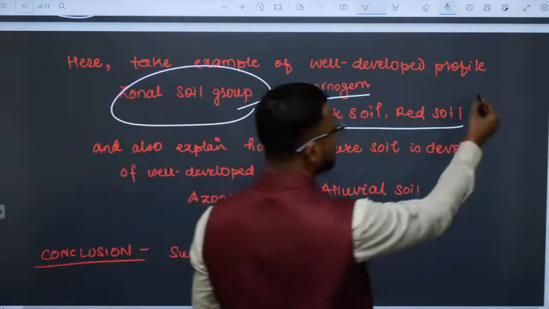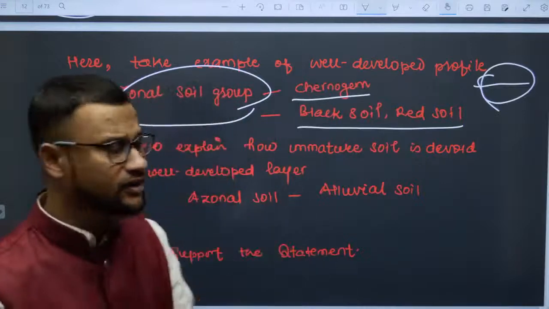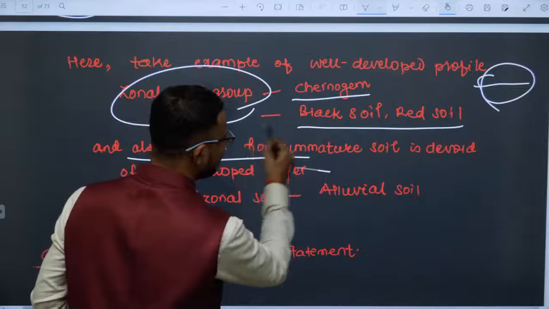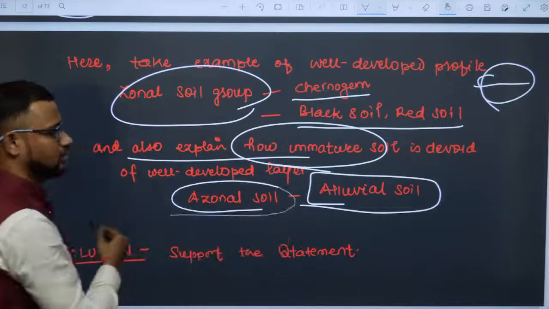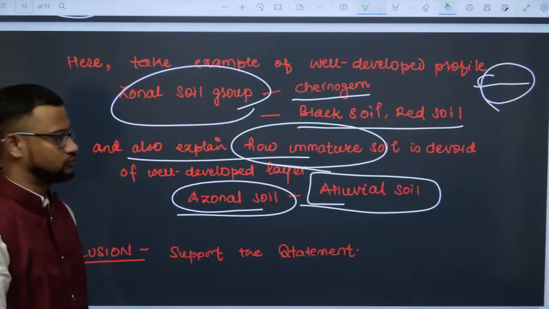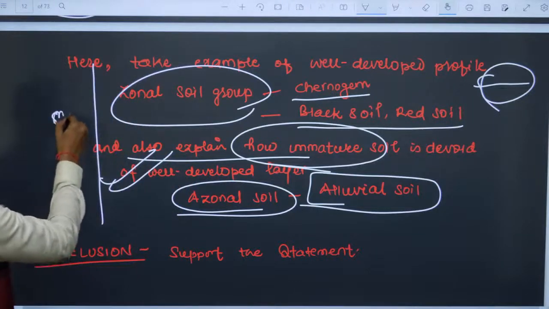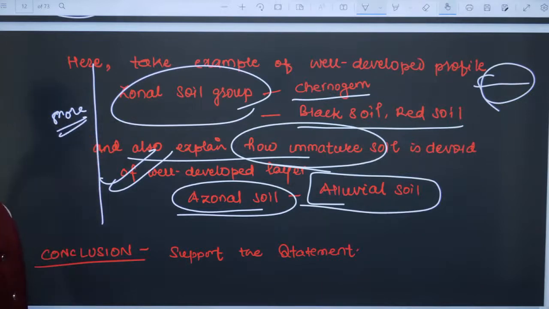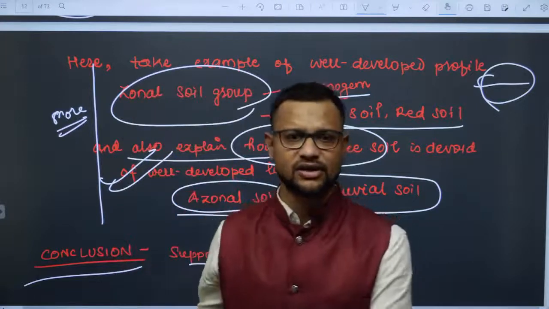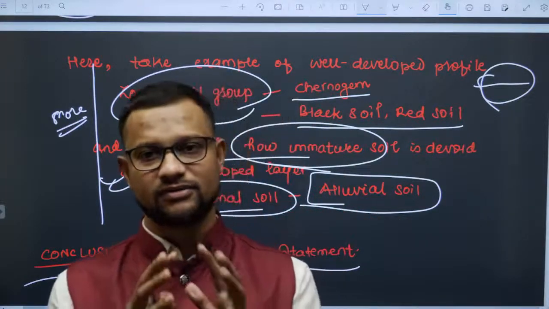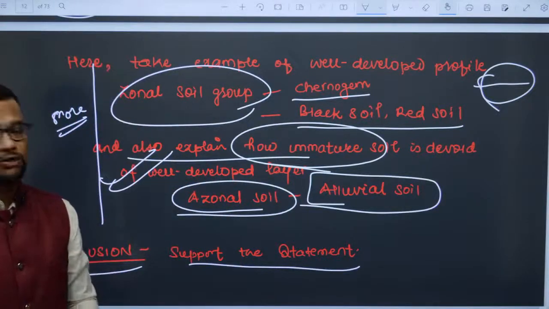You can draw the world map also, where these soils are being developed, and simultaneously, guys, what you can do, you can also write about immature soils, and the best example is azonal soil, which is alluvial soil. So you can write this example so that your argument will get stronger. And in conclusion, you can conclude accordingly, supporting the statement: yes, the development of soil is reflected in its layers, soil layers, organic layers as such.